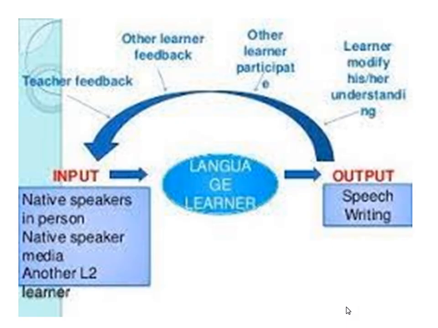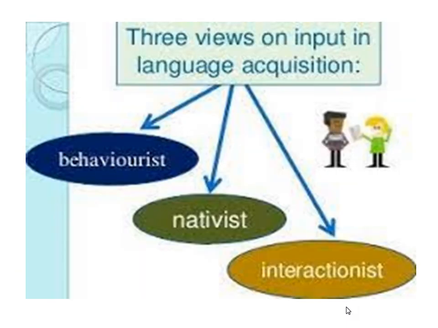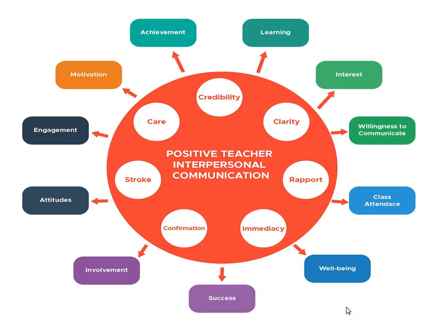So input can come from the native speakers, teacher, face-to-face native speakers, from media and another L2 learners. Okay, but input will be there, and output will be there, and speech. And what kind of speech? That means here two kinds of output, speech and writing. Okay, and the three views on input in language acquisition: behaviorist, nativist, or interactionist views on input.